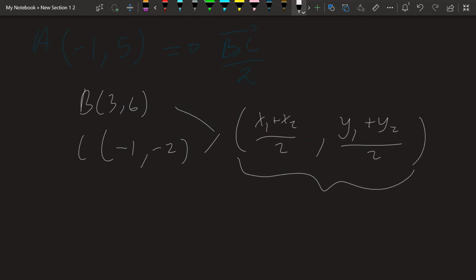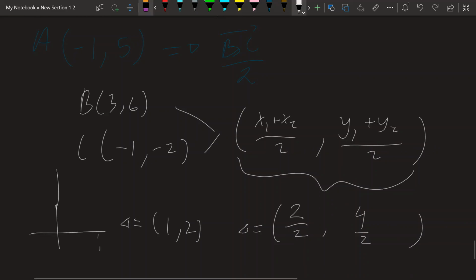And you're going to get, so x plus x is going to be 2 over 2, which is just a 1. And y plus y is going to be 4 over 2, which is a 2. So their midpoint is at point 1, 2, right? So the position vector would look like this. You have 1 here. Let's draw this in a better fashion. You have 1 there and you have 2 there, right? So the position vector of the midpoint would look something like this.